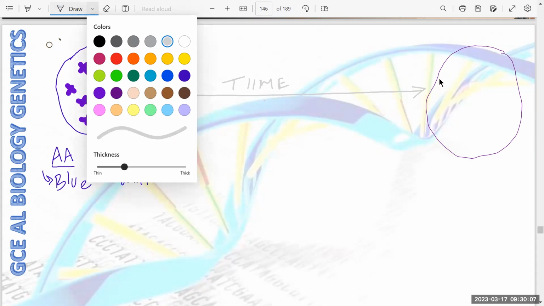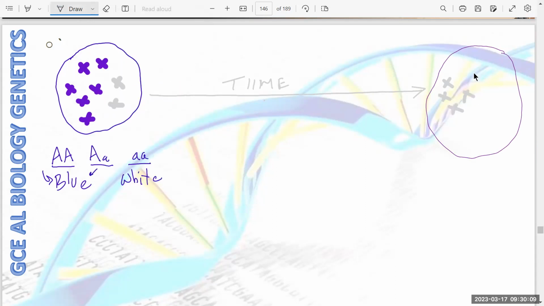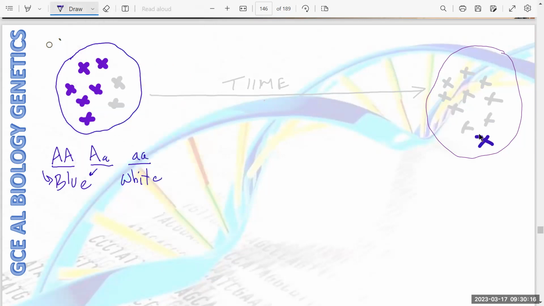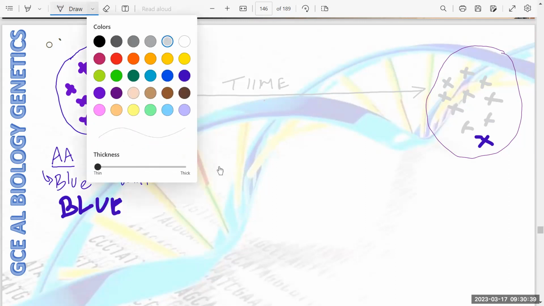These are the white flowers and this is the blue flower. Now the phenotype has shifted to white rather than blue. Earlier blue was dominating, now white is dominating. Dominating means in number, right?